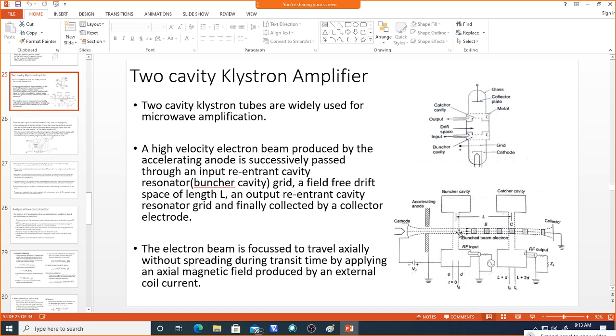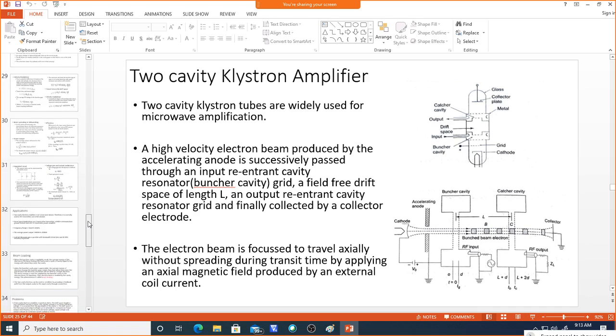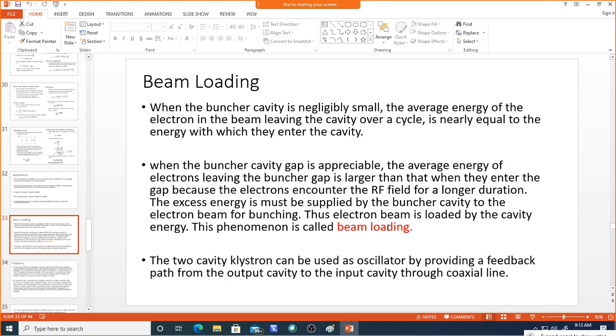Since the RF field here gives energy to the electron beam, the electron beam leaving the cavity has larger energy than the input, which loads the beam. Whatever energy is encountered from the RF cycle, it will load the beam. That's why the energy loading the beam due to the RF positive cycles, we call it beam loading. That is what beam loading is.